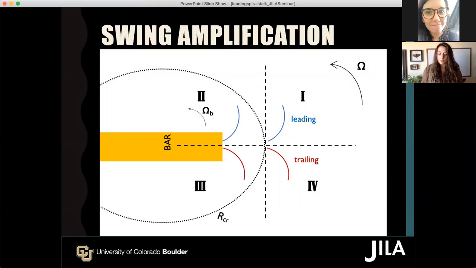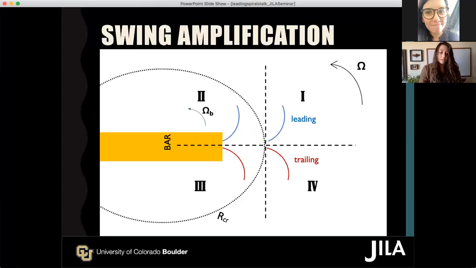Swing amplified spirals get amplified at what is known as the corotation radius, which I indicated here by this black dashed circle. This radius is defined where the pattern speed of the bar, or the rotational speed of the bar, matches the rotational speed of the disk. This resonance is created because galaxies have differential rotation. So as you move to larger radii, the pattern speed of the disk actually decreases. So that's also another way to say that closer to the bar, the stars are actually orbiting faster, and farther from the bar, the stars are actually orbiting slower.